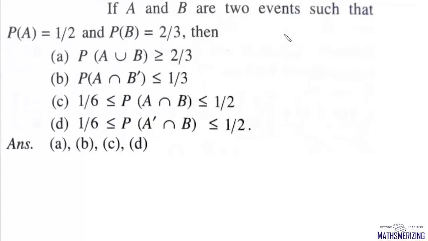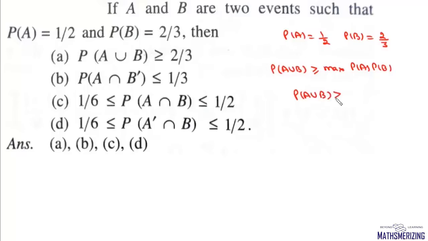Now the question is, probability of A is 1 by 2 and probability of B is 2 by 3. Now we know that P of A union B is always greater than or equal to the maximum of PA and PB. Now the maximum of PA and PB is PB. That means probability of A union B must be greater than or equal to 2 by 3. And we know that any probability is always less than or equal to 1. That means this option A is correct.